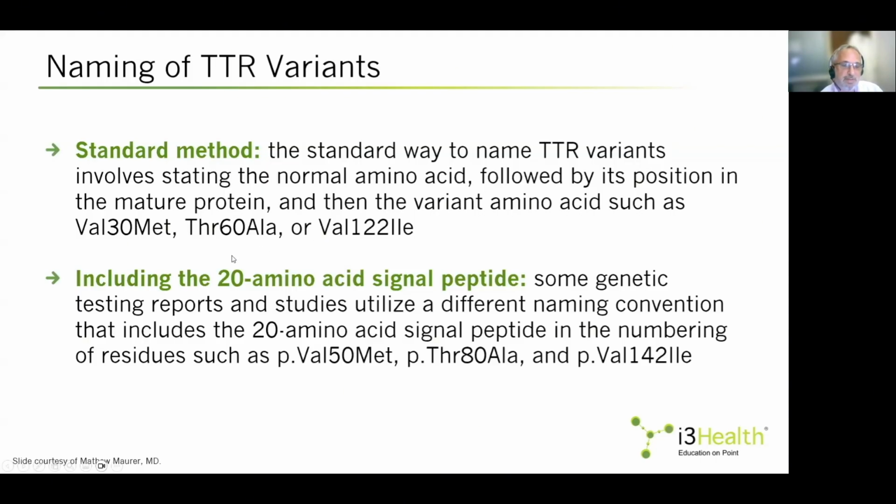All that made sense. Then genetics labs started to add a 20 amino acid signal peptide. And so the naming convention got confusing, in which all of these numbers increased by 20. So V122I is the same as p.Val142Ile, because you're counting the 20 amino acid signal peptide.